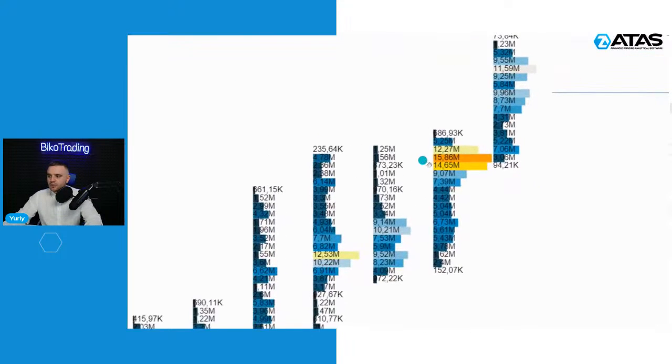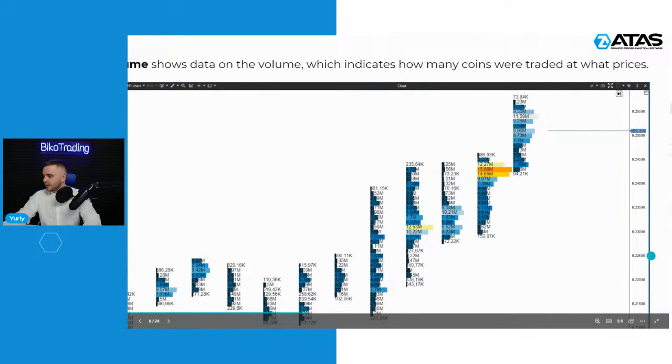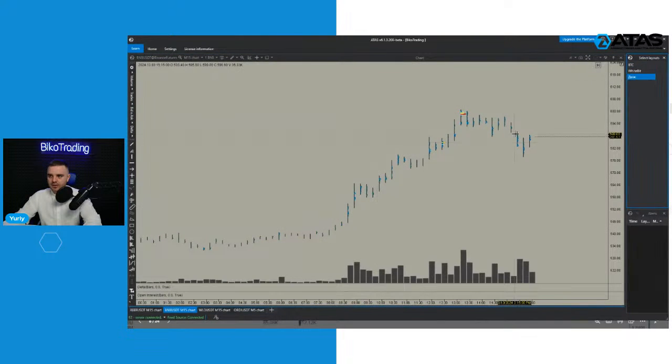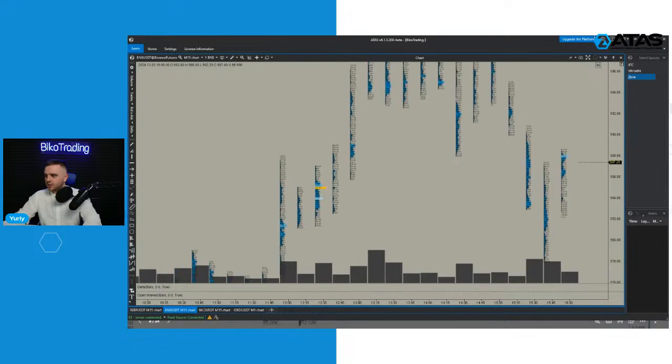You don't know whether buyers are stronger here or sellers are stronger here. No, it's just combined together. And it shows you that this level is really important. I personally mostly use this chart. And let's open here in ATAS. You can see exactly right now the same chart we use here on our BNB.